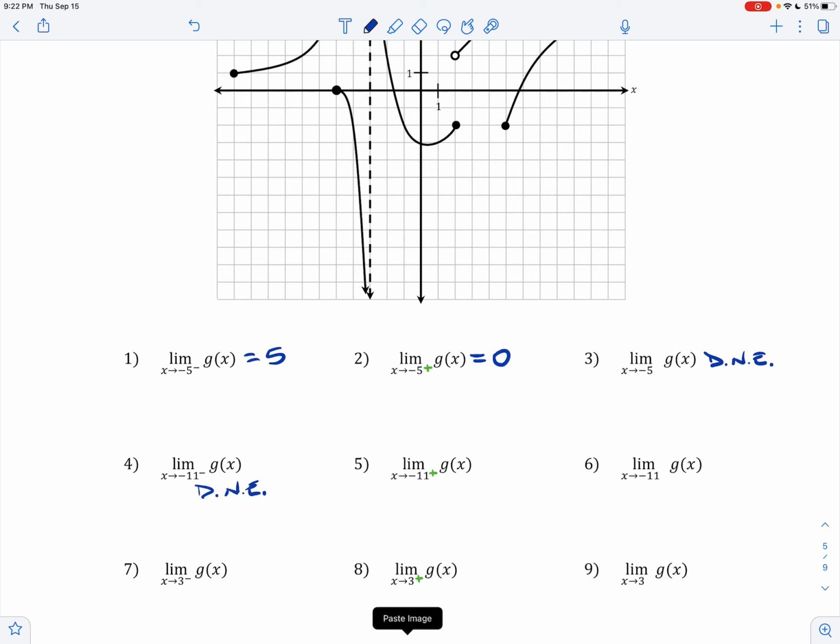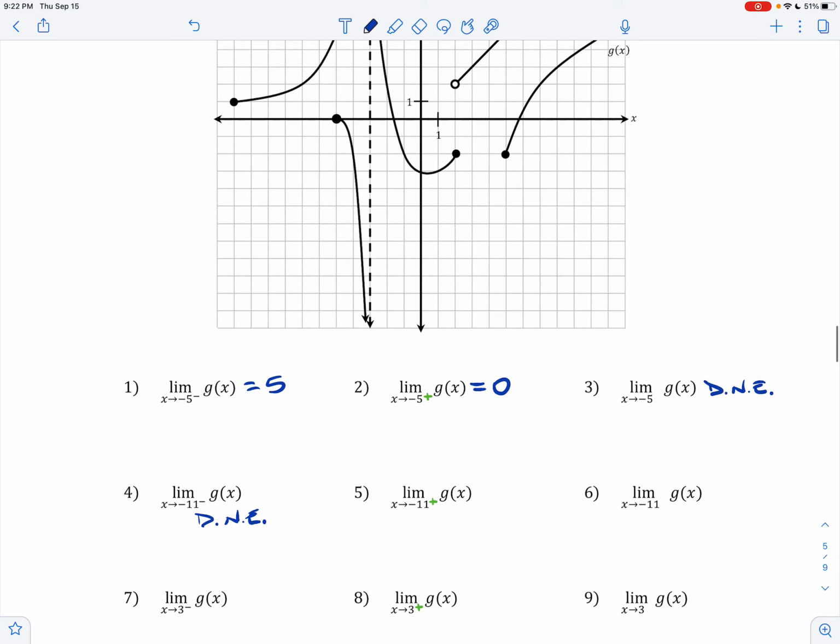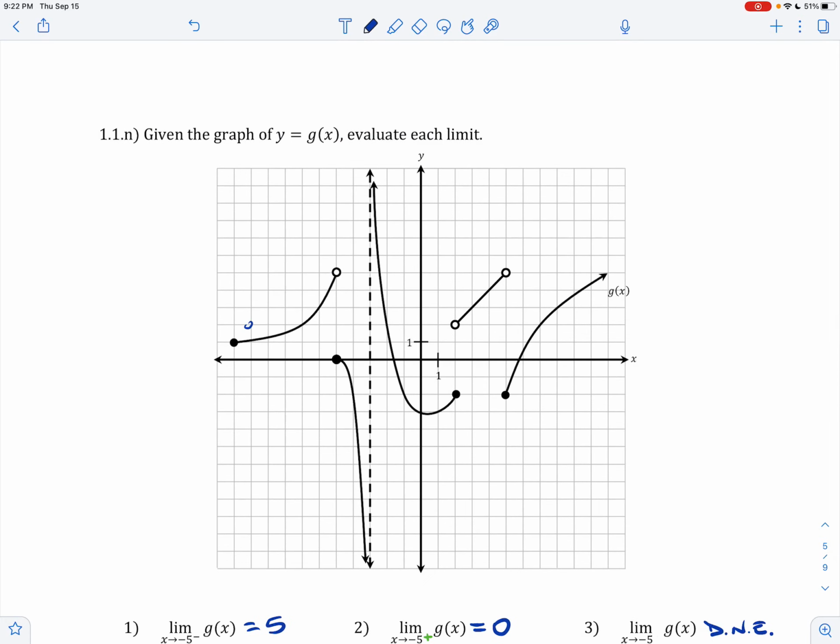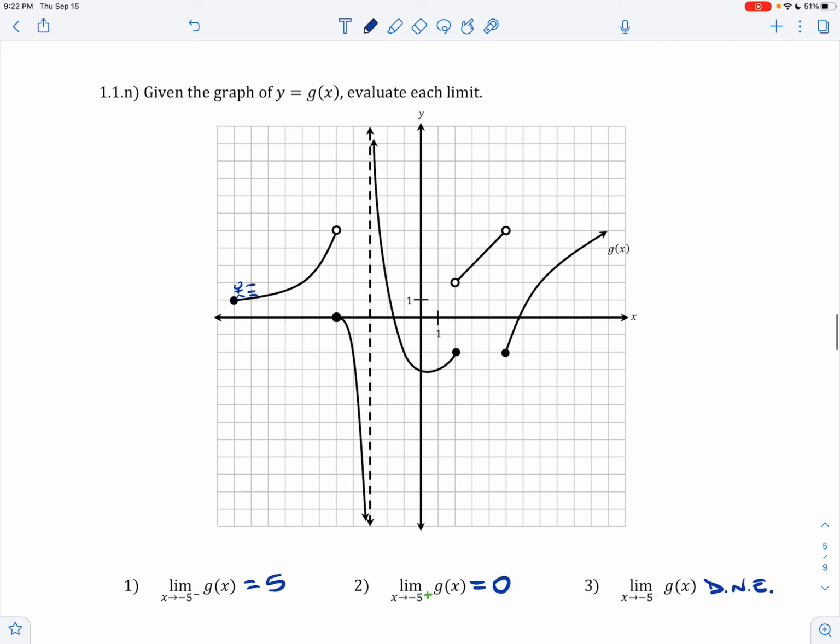The right one does. We can approach negative 11 from the right. That's our person over on this side, zooming in towards it. They can do that. They can start wherever, like here, and go towards negative 11. And they will be approaching a value. They are approaching a value of 1. And we can fill that right in.